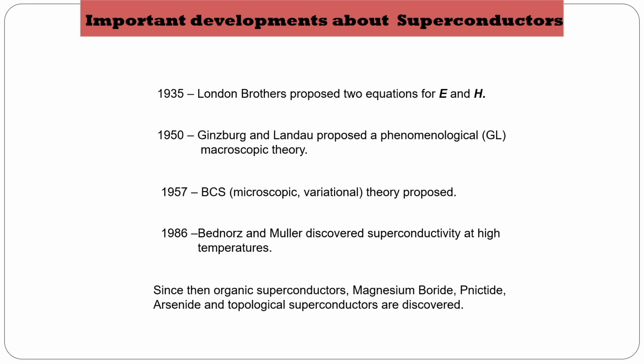And in 1986, Bednorz and Muller discovered superconductivity at very high temperatures, in what are called cuprate superconductors. And since then, a large number of superconductors have been discovered: organic superconductors, magnesium diboride, pnictides, arsenides, and several topological superconductors.